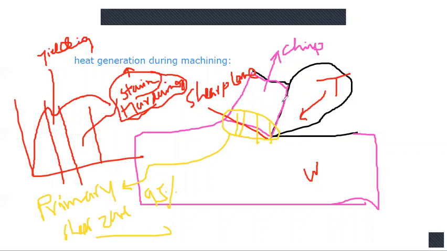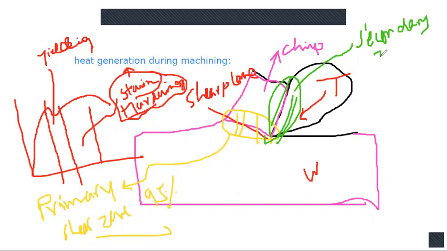Another point is the tool chip interface, with this line. Here frictional force occurs during machining, so that frictional energy is converted into heat. This zone, the green zone, is called the secondary shear zone. Here also heat is generated. It is almost 4 to 5% of the total heat generated.